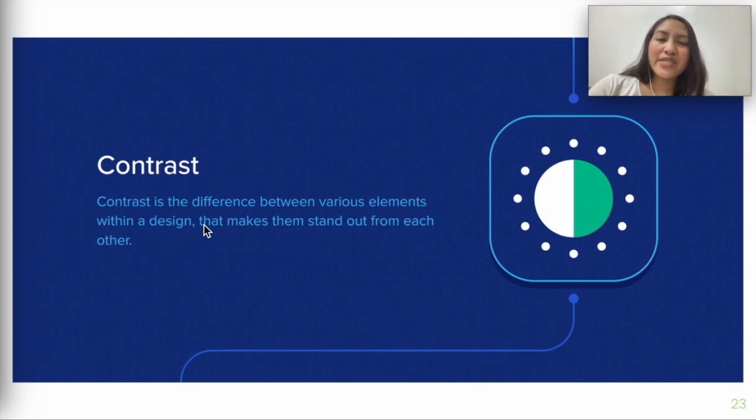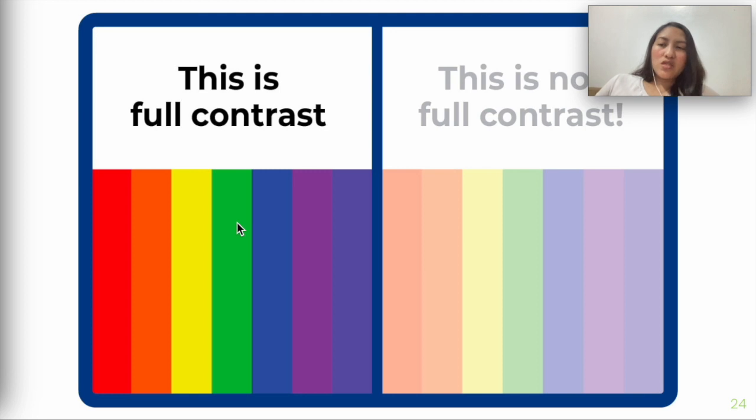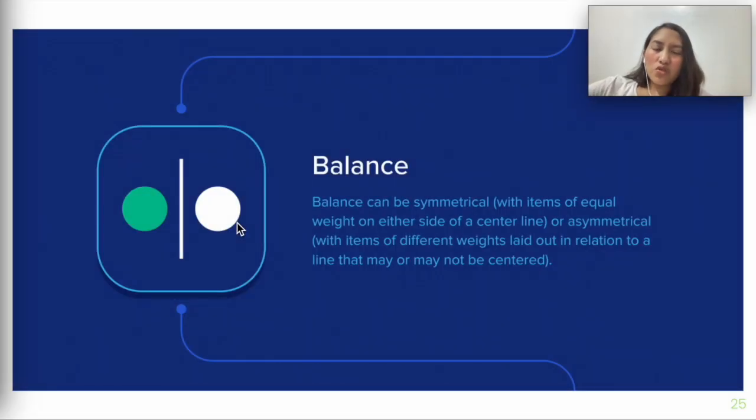Okay, so contrast is the difference between various elements within a design that makes them stand out from each other. So this is an example of a design where you really have to consider the contrast of your background color as well as your content colors. Okay, of course, they must be readable. So we also have balance. Okay, I'm going to be talking about a few principles of what is included in this discussion.